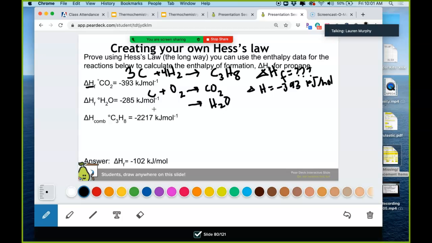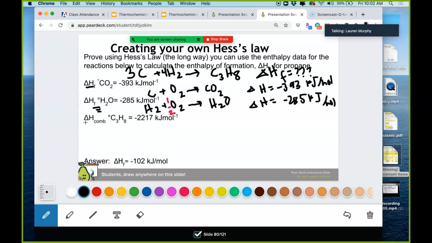Again, formation equations are the formation of a compound from its elements, and both of those elements under standard conditions are diatomic. Now remember, when we write formation equations, you can only make 1 mole of the product. So this would require us to have a 1/2 here, right? 1/2 times 2 is 1. And this delta H is given: negative 285 kilojoules per mole.